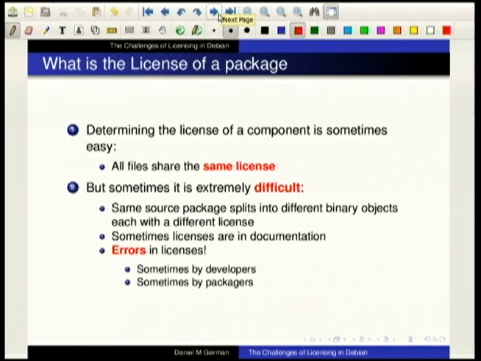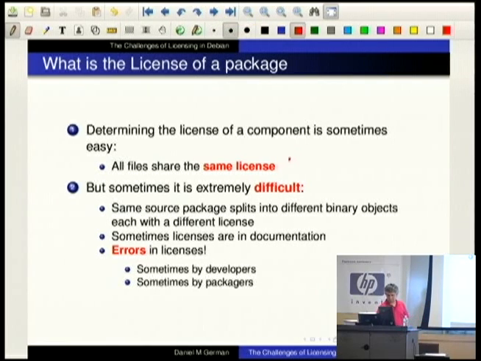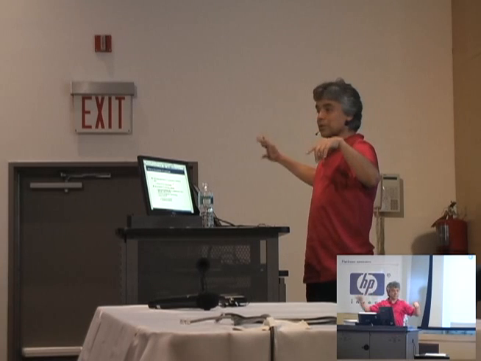Now what about the installable objects and the packages? As I said before, if they all have the same license, then it's trivial. Although we have seen that maybe all the files are GPL version 2 plus, the package maintainer decides that it's GPL version 3, and that's valid. So it's not as simple as it could be, but it's not difficult to say whether that's valid. The problem is when, for example, the source package is split into different binary objects, and each one of them has a different license. We see that a lot with libraries, where the executables are under the GPL and the libraries are under LGPL.